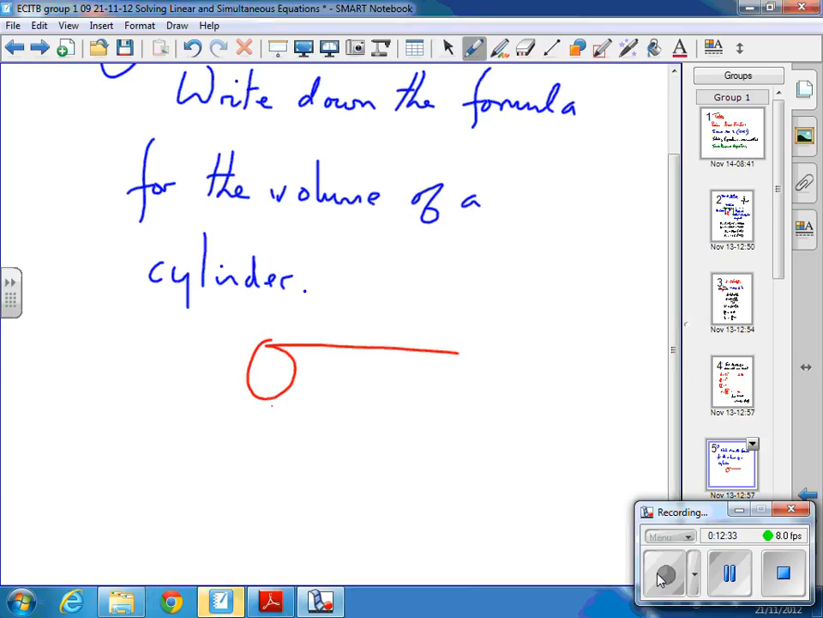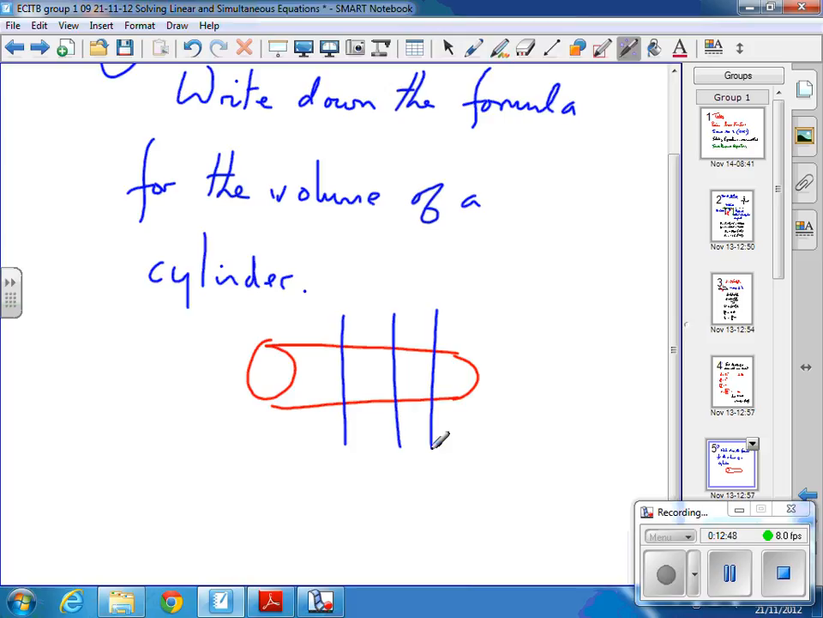So by a cylinder, I mean this. And this is an example of a prism. A prism is something where the cross-sectional area, so if I cut it anywhere, the cross-sectional area would be the same. In examples of things like this, the volume is always the area of the end times the length.